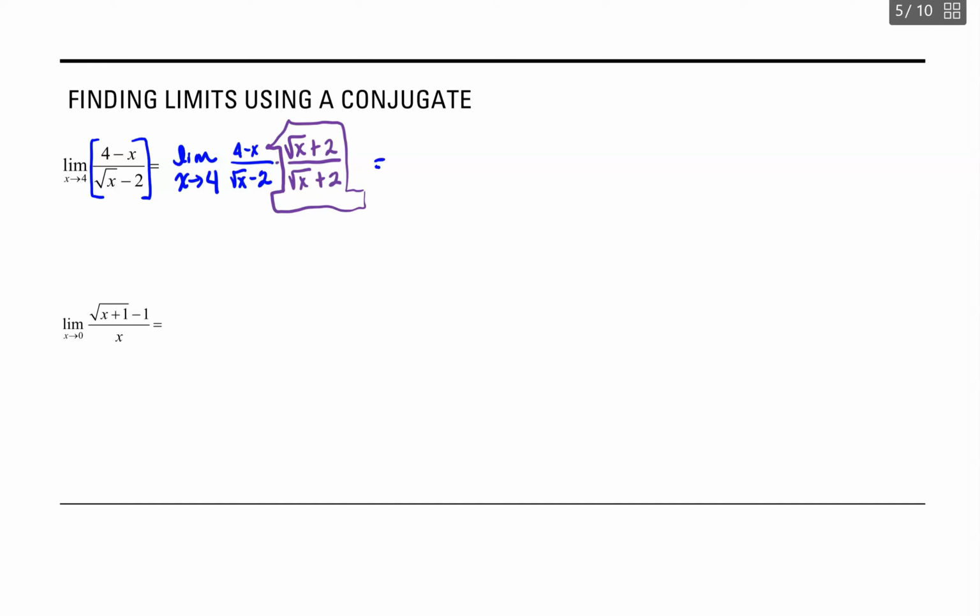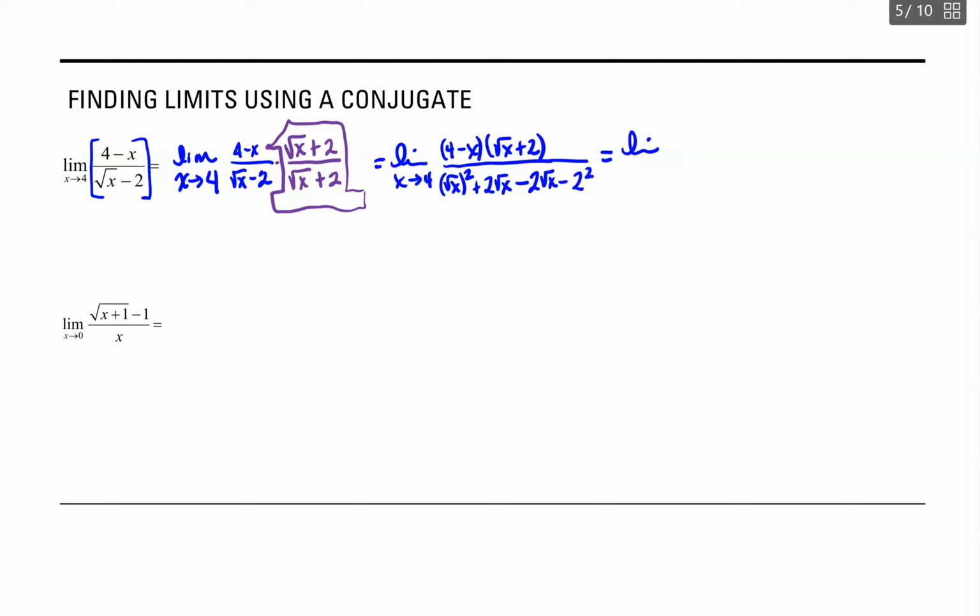So when we do that, we have the limit as x approaches 4. In my numerator, I will have 4 minus x times square root of x plus 2. And we're going to hold off multiplying that. In my denominator, if I multiply those, I get the square root of x squared plus 2 square roots of x minus 2 square roots of x minus 2 squared, or 4. Okay, so let's go ahead and simplify this denominator a little bit.